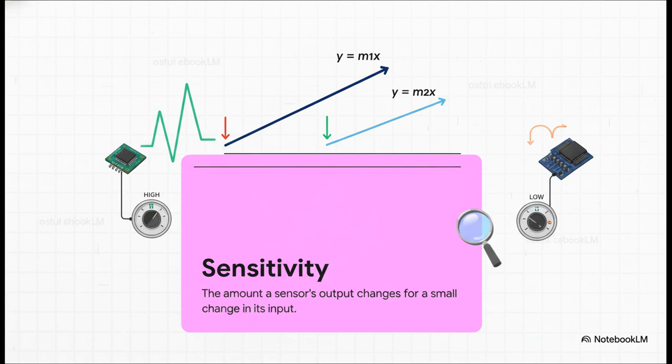Now, compare that to the flatter line. That's low sensitivity. It's more chill, which is totally fine for something like a room thermostat that doesn't need to freak out about every little draft.